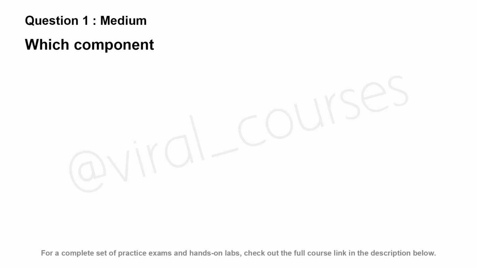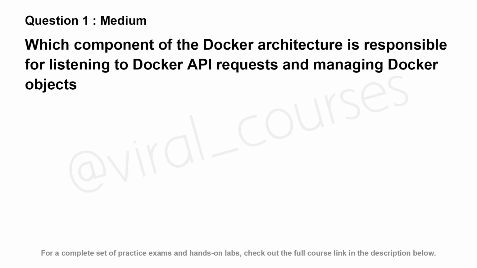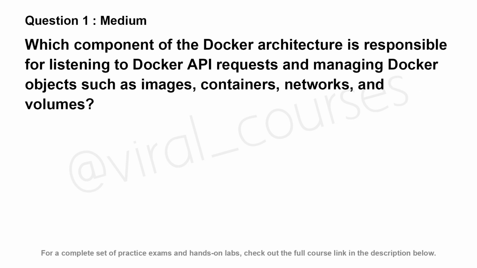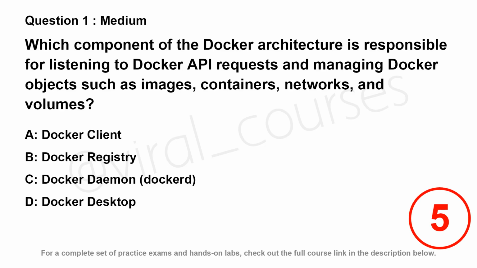Which component of the Docker architecture is responsible for listening to Docker API requests and managing Docker objects such as images, containers, networks, and volumes? Option A, Docker client. Option B, Docker registry. Option C, Docker daemon, dockerd. Option D, Docker Desktop.